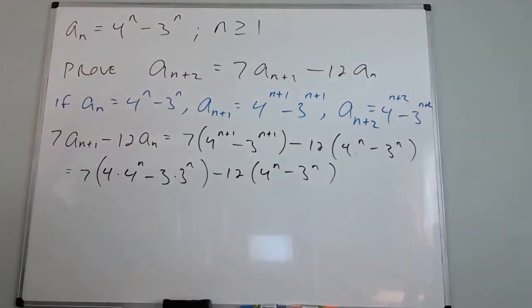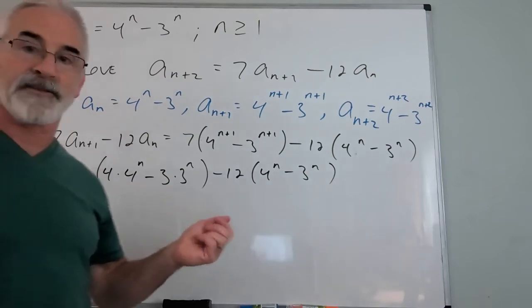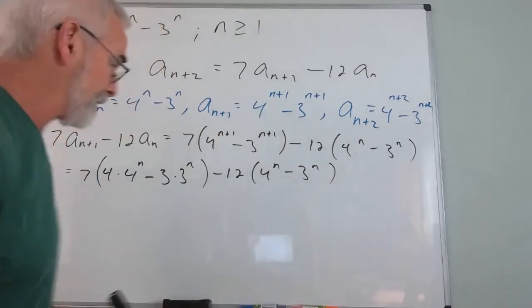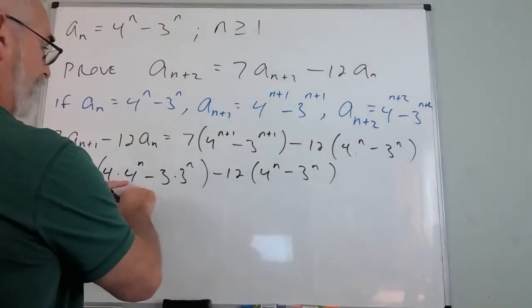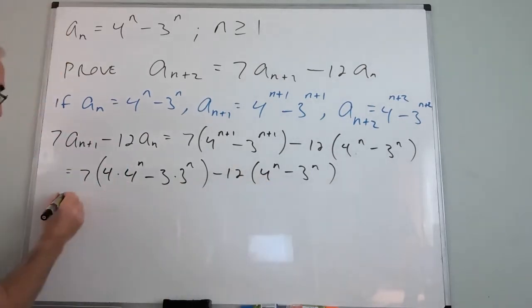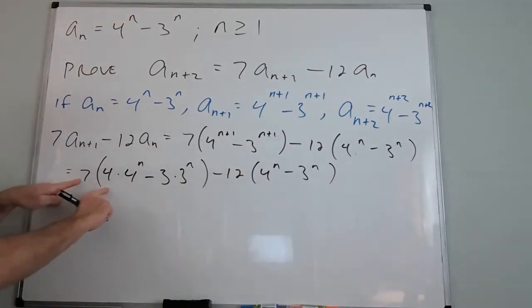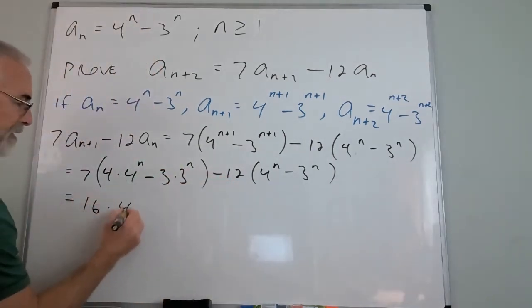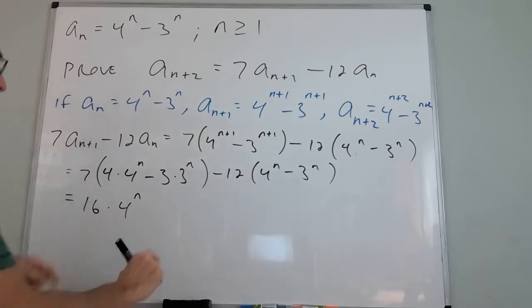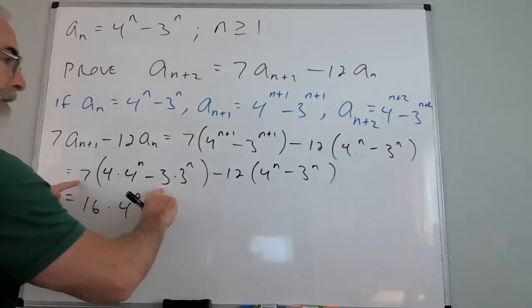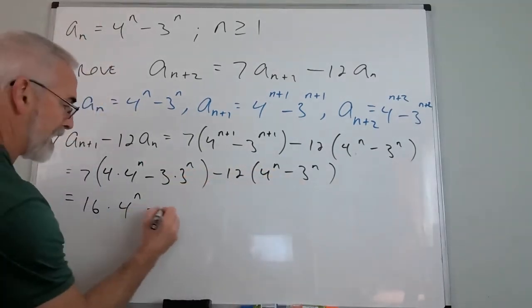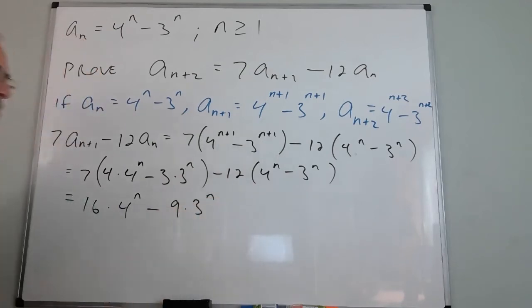Now I know that statement's true. So now algebraically, if I thought of 4 to the n and 3 to the n as being x and y, then how many x's do I have and how many y's do I have? So what are the coefficients, in other words, in front of 4 to the n right now? So right now I have 7 times 4, 28, minus 12. So right now I have 16 times 4 to the n. I have negative 21 plus 12. That's negative 9 times 3 to the n.